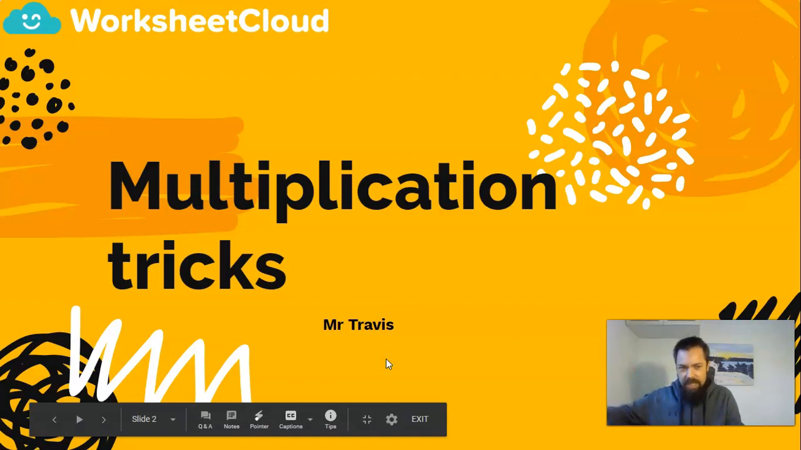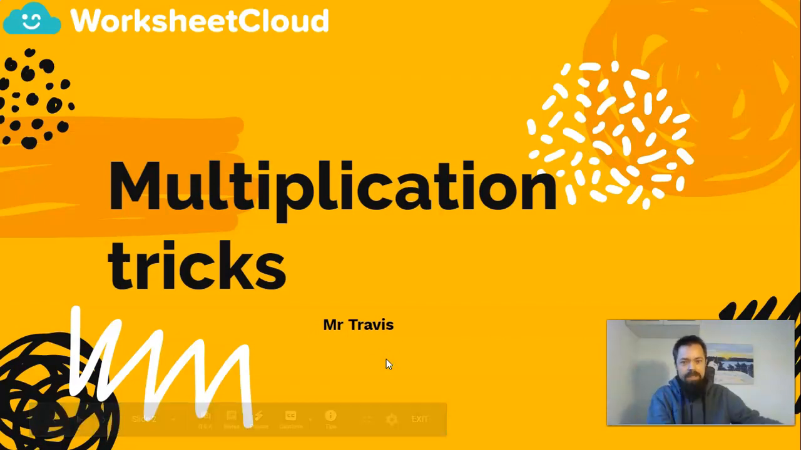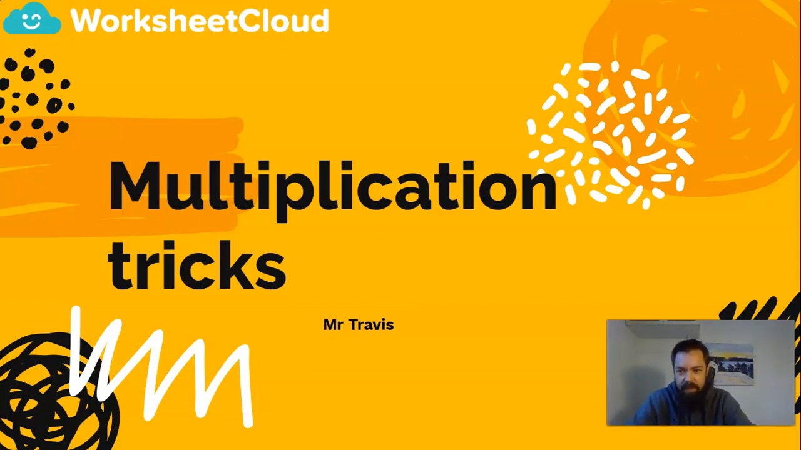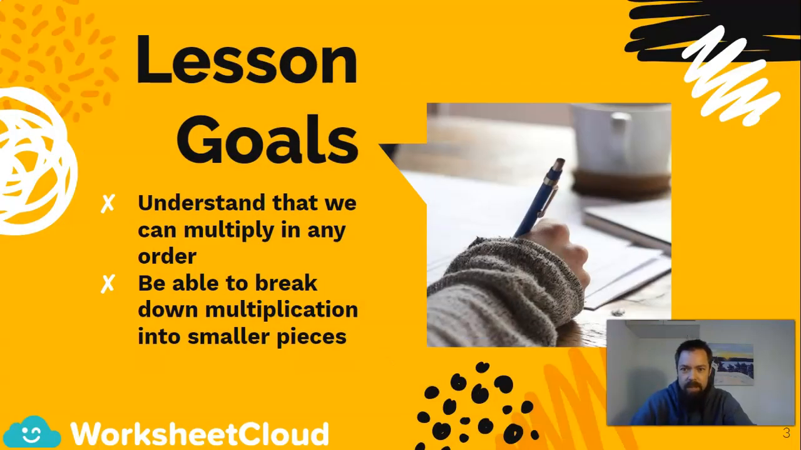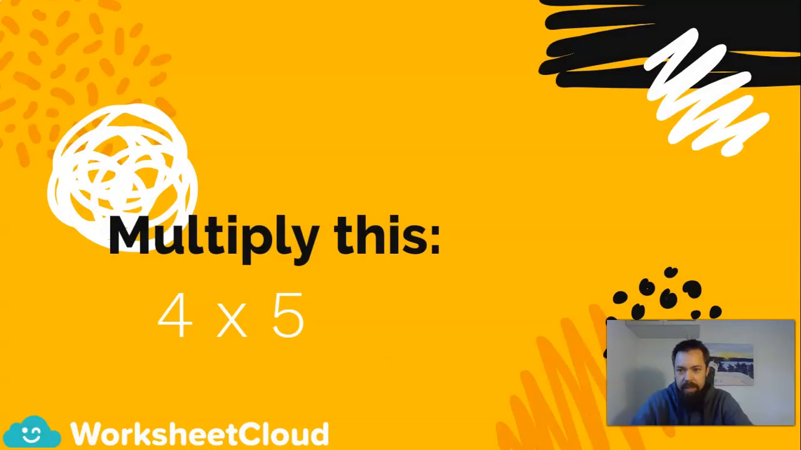So on to what it is we're actually doing today. We're going to be looking at some tricks with multiplication. There is a fancy name for this, but I'm not going to give you the name because it's not important. What is important is that you know how to use this trick to help you with your maths. So our lesson goals today, there's just two. Firstly, understand that we can multiply in any order and get the right answer. And secondly, be able to break down multiplication into smaller pieces so that we'll be able to do it in our heads and not have to resort to doing long calculations or anything like that.